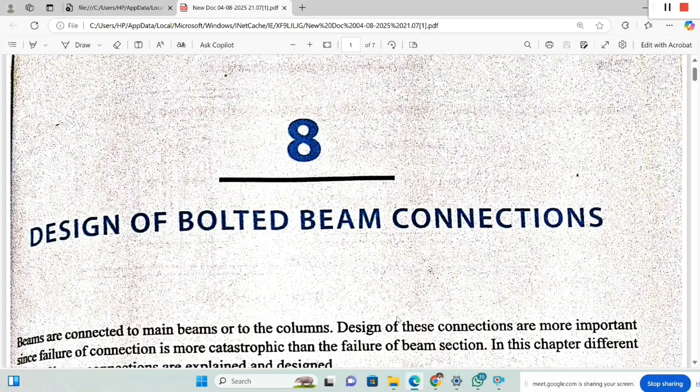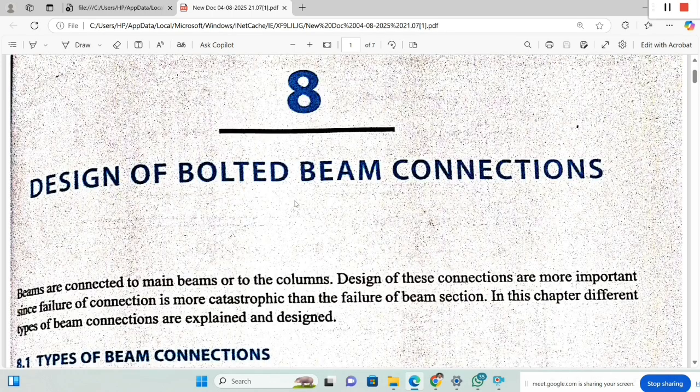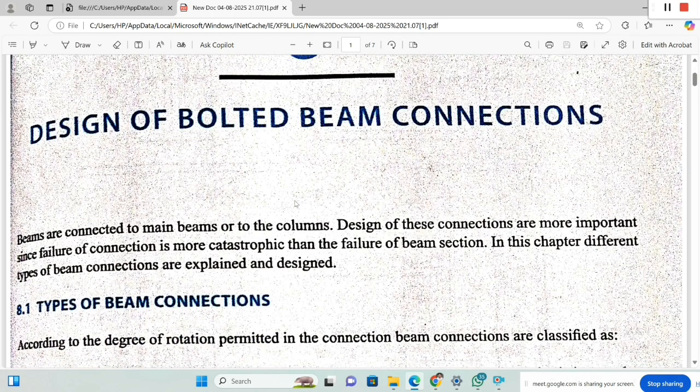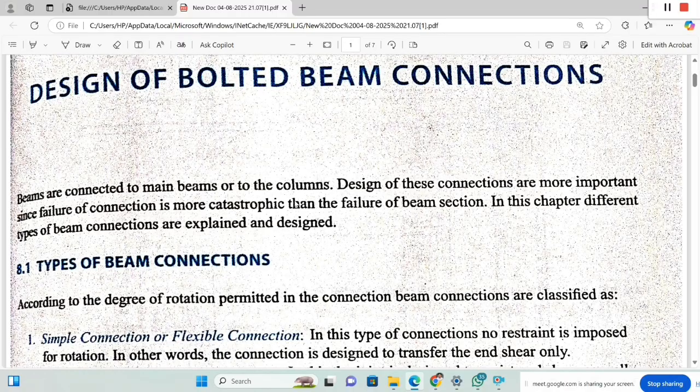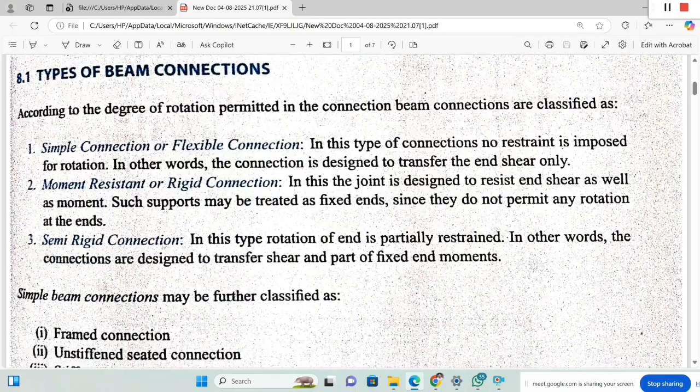So here three categories are there. One is the simple beam connection, that is going to resist the shear force. Generally shear force will be maximum at the supports. So it will resist the shear force, but if it is a simple single bolted connection, it will not resist the end moment. Such a type of connection is known as the simple connection or flexible connection. This is the first one here. In this one, shear force will be resisted and it will not be able to resist the bending moment.